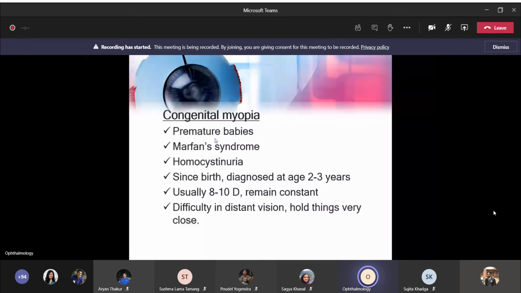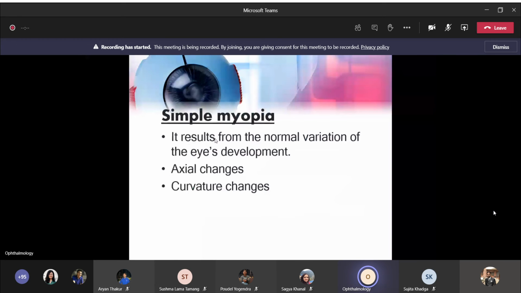Now, congenital myopia. Congenital myopia is present since birth. It is present in premature babies and in cases of Marfan syndrome and homocystinuria, and it is diagnosed at 2 to 3 years. Now, how do we diagnose that this baby has myopia? When they hold objects closely, then we suspect that they are likely to have myopia. Another one is simple myopia. It results from normal variation of the eyeball.